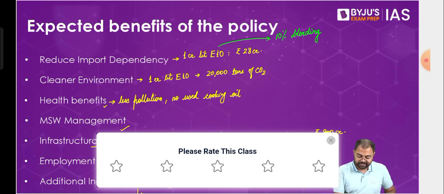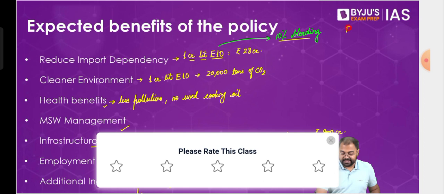1 crore liters of E10. This is 1 crore liters of E10 fuel. E10 means 10% blending is happening, which is why we write it as E10. This is a very commonly used term in newspapers also. You'll find terms like E10, E20, etc. So remember that this number denotes how much blending is being done.